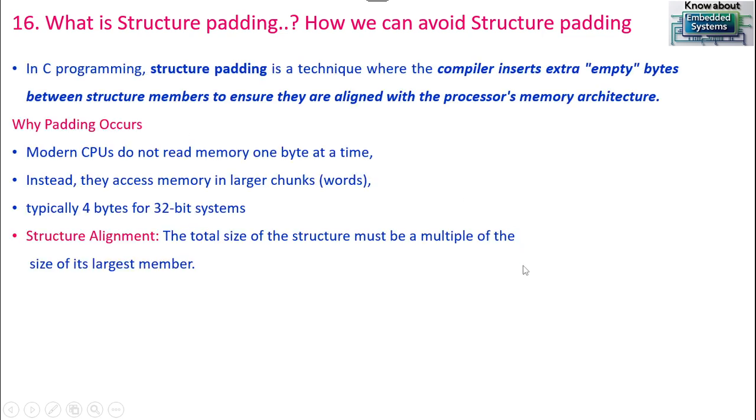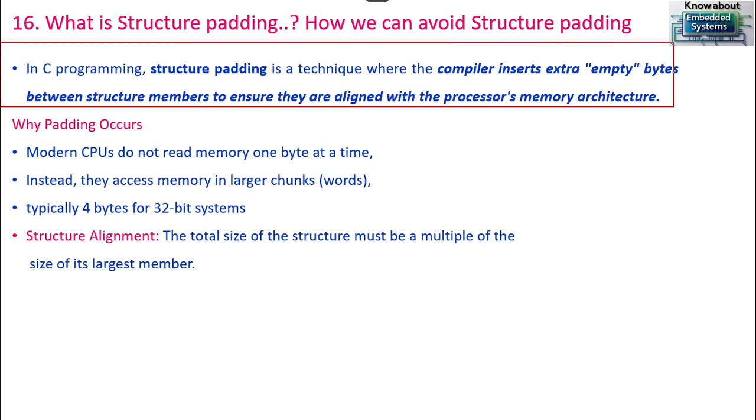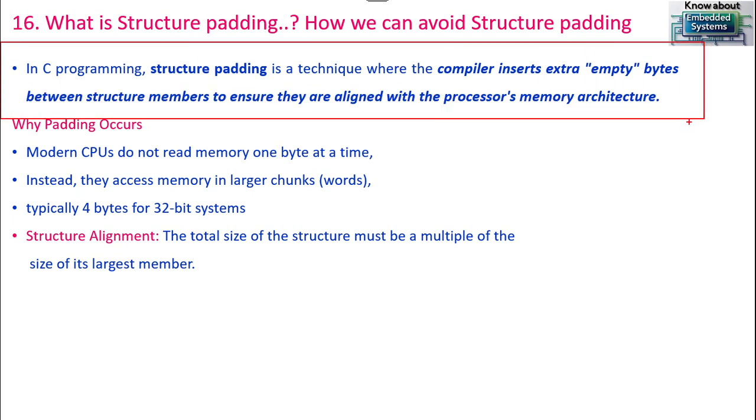Now we'll understand the definition of structure padding. In C programming, structure padding means a technique where the compiler will add extra bytes to the structure members in order to align the memory properly. So what do we mean by structure padding? It's a technique where the compiler will insert empty bytes between the structure members to ensure that the memory is aligned properly.